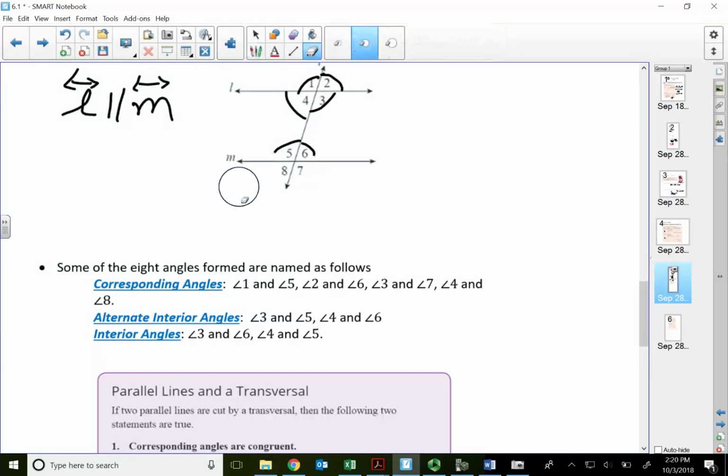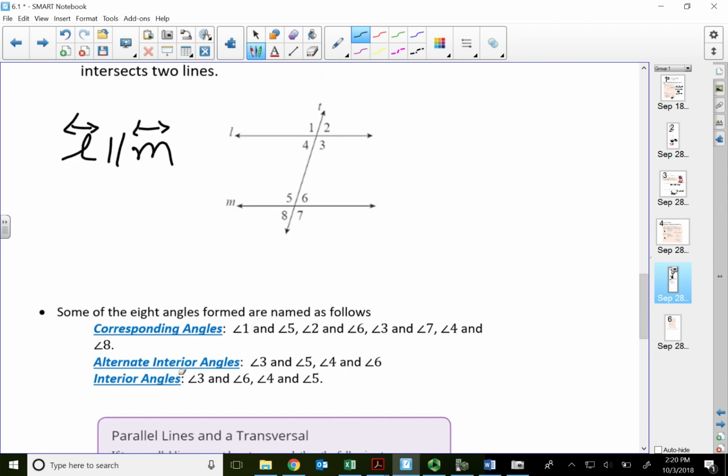All right. Now, this thing called the alternate interior angles. The word interior is referring to in between the two parallel lines. If I say L and M are parallel, then the word interior means in between. Alternate means alternating side. So the alternate interior angles here are referring to angle 3 and angle 5. And also angle 4 and angle 6.